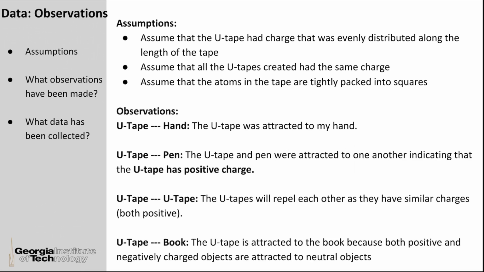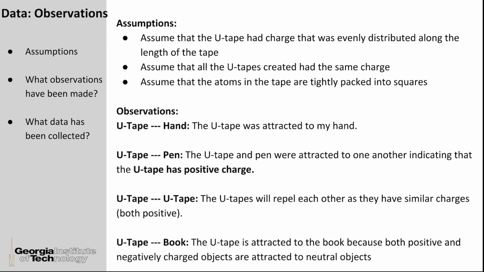I then began by observing the interactions of the charged tape with other molecules. When the U-tape was placed near my hand, I saw that the U-tape was attracted to it, indicating that they were either opposing charges or my hand was considered neutral. When the U-tape was placed near my negatively charged pen, they were shown to attract one another, indicating that the U-tape was positively charged. When two U-tapes are placed near each other, they will repel as they have similar charges.